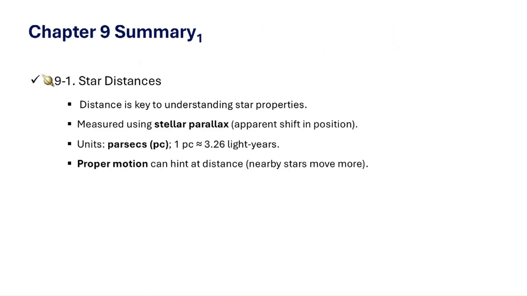Now, first we discussed star distances. Remember, measuring the distance to a star is fundamental because we can only determine other properties of a star once we know how far away it is. And astronomers measure distances using stellar parallax, which is the apparent shift in a star's position when observed from different locations. Next, distances are usually given in parsecs, where 1 parsec is equal to about 3.26 light years. And we also talked about the proper motion, which is how fast a star moves across the sky. Nearby stars tend to move faster.